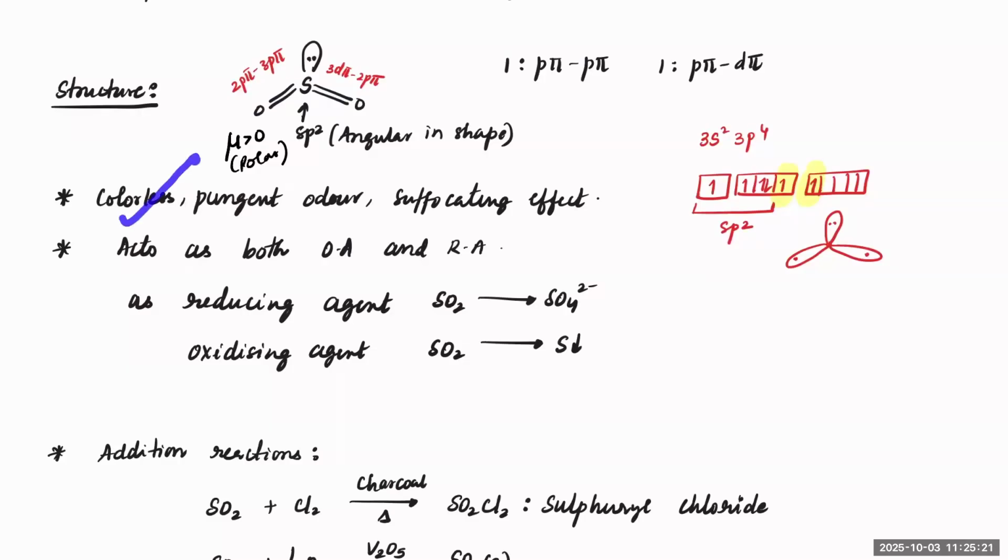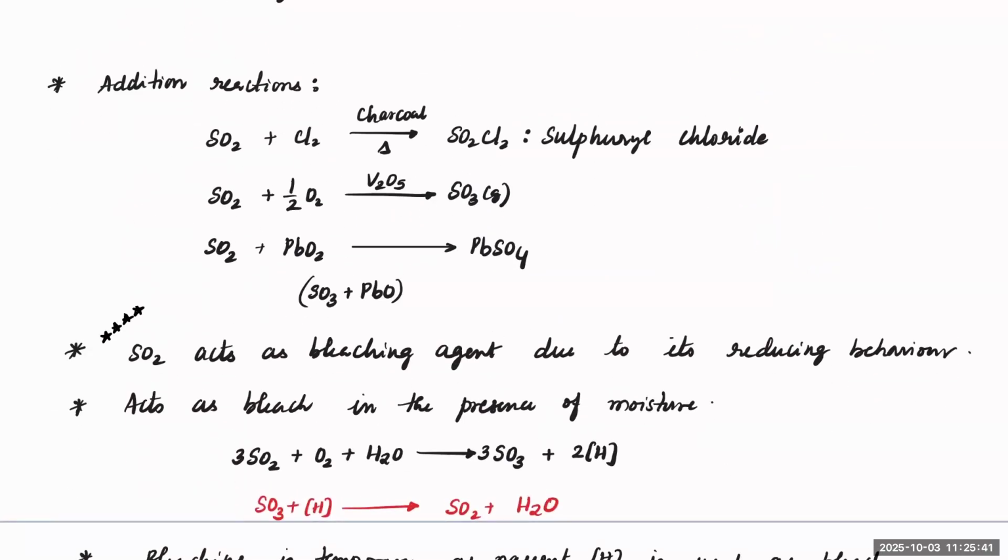Done. So you can see it is colorless, pungent odor, suffocating effect is observed. Now, it acts like both oxidizing agent as well as the reducing agent. Reducing agent where SO2 is converting into SO4 2 minus. Oxidizing agent where SO2 is converting into colloidal sulfur. Okay, next. Addition reactions.